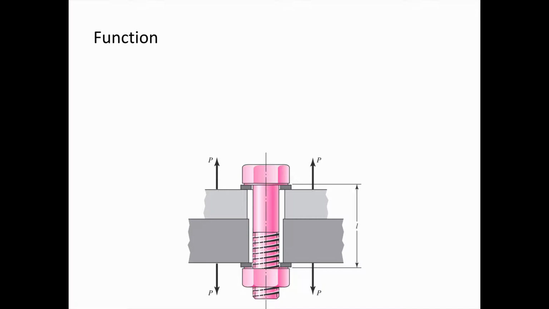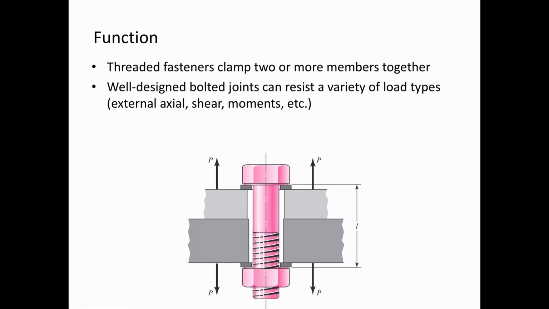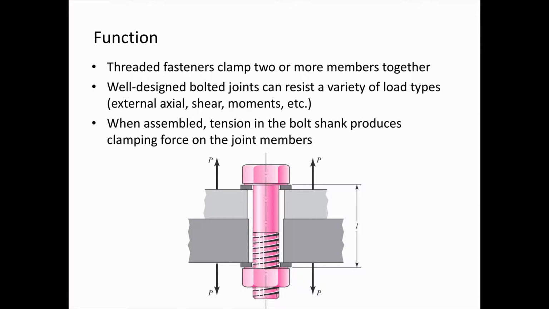Let's talk about the function of bolted joints. So threaded fasteners clamp two or more members together. Well-designed bolted joints can resist a variety of load types, including external axial loads, shear loads, moments, and other types of loads. When assembled, tension in the bolt shank produces a clamping force on the joint members, even if there's an external load, as shown in this figure.